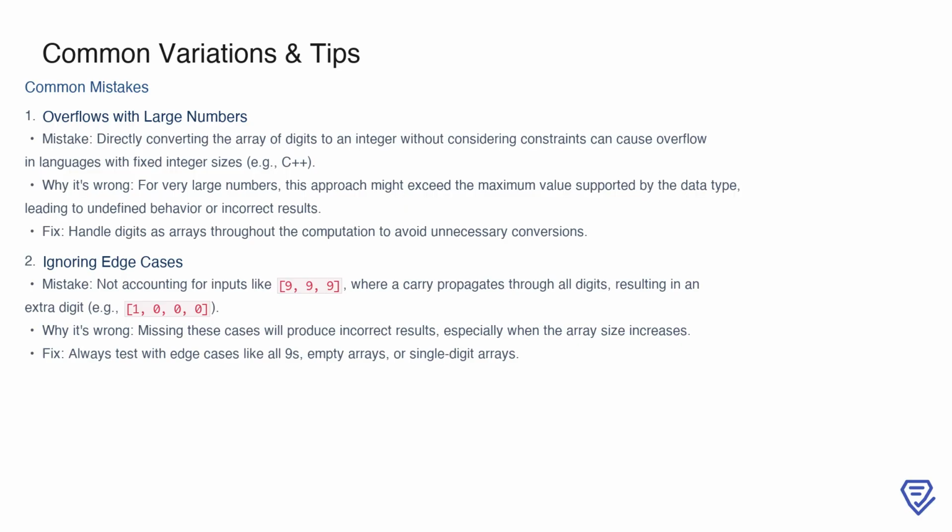Another frequent issue is ignoring edge cases. For example, if the input is all nines, like 999, the carry propagates through every digit, resulting in an extra digit at the start, such as 1000. Missing these cases can lead to incorrect outputs, especially as input size grows. The solution here is to always test edge cases systematically, including all nines, empty arrays, and single-digit arrays, to ensure your implementation is robust.